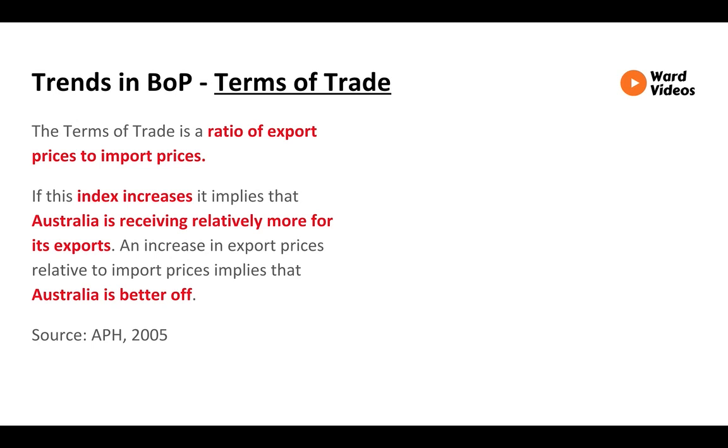The second trend has been the terms of trade. A feature article on terms of trade published by the Australian Parliament House, APH, defines terms of trade as the ratio of export prices to import prices. If the index increases, it implies that Australia is receiving relatively more for its exports. An increase in export prices relative to import prices implies that Australia is better off, and vice versa.